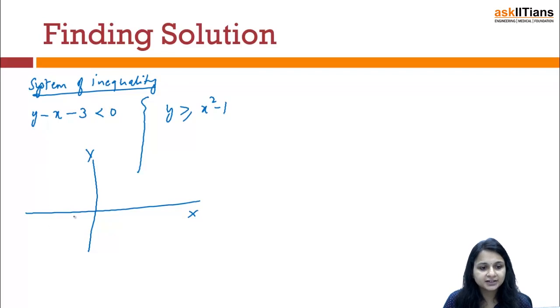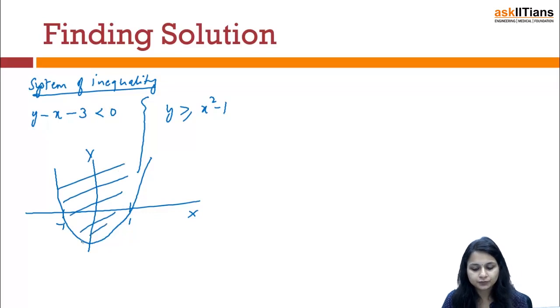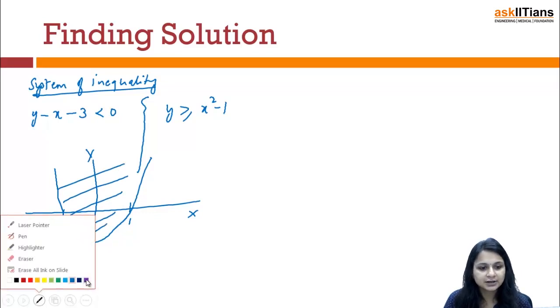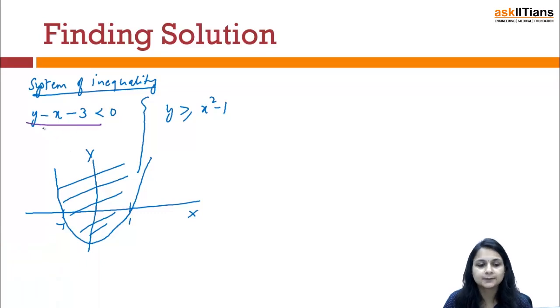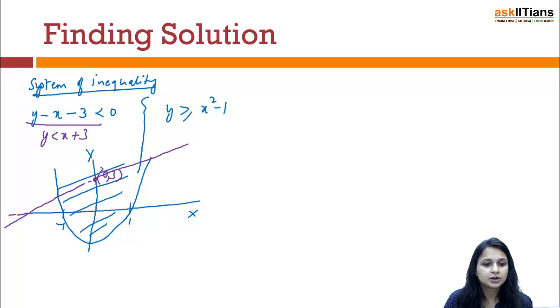Now y greater than equal to x square minus 1 we have already done. So let's draw it first. It would be a firm line like this and the region inside it. Now in my line you can see it is simply less than, so it won't be a firm line, it would be a dotted line, which can be written as y less than x plus 3. Slope is 1, intercept is 3. So here suppose I have 0, 3. So I have a line like this. This is in dotted form. It is less than, so I will have this portion.